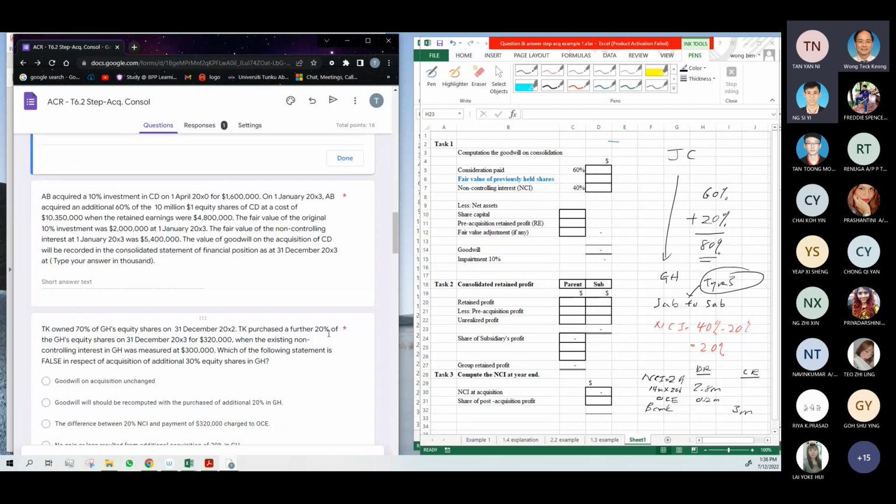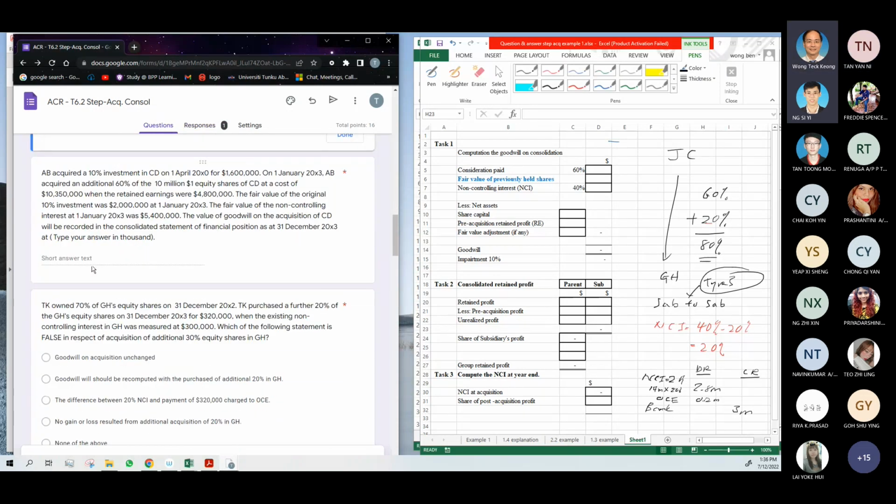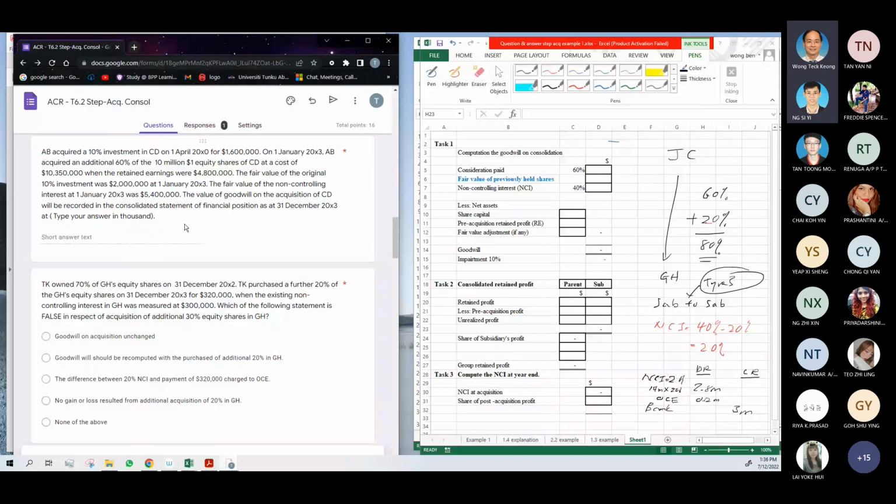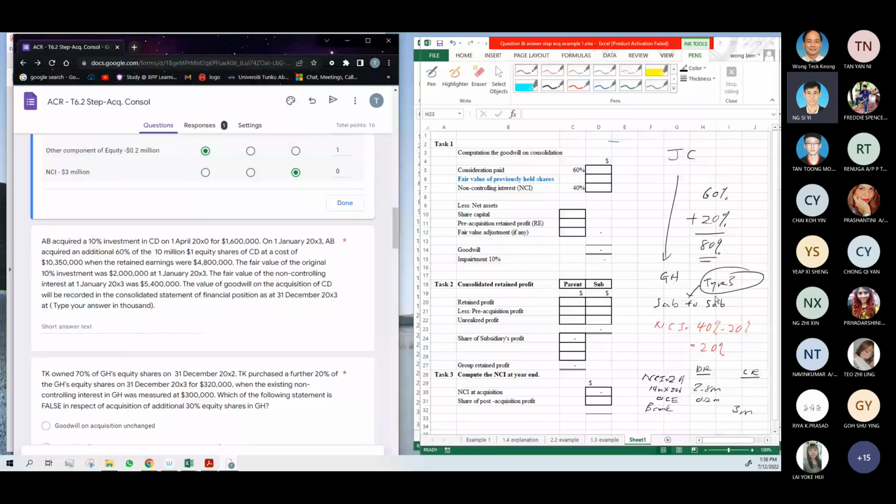Okay, thank you. Let's go to question 2. So in this case, AB acquires 10% of CD. Same thing, you can draw out a chart here.